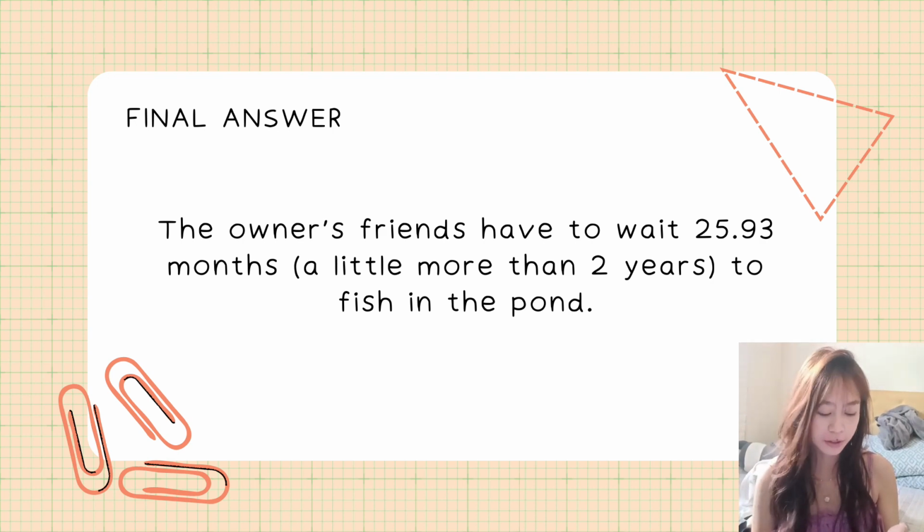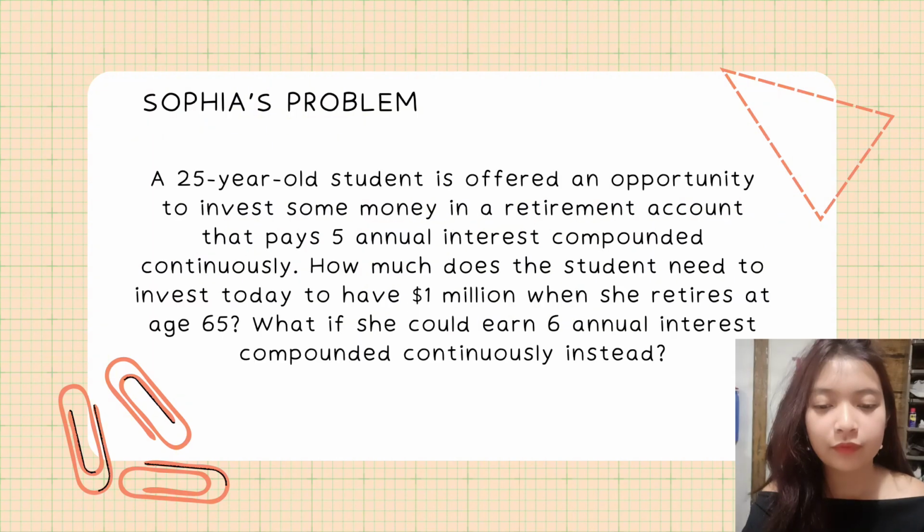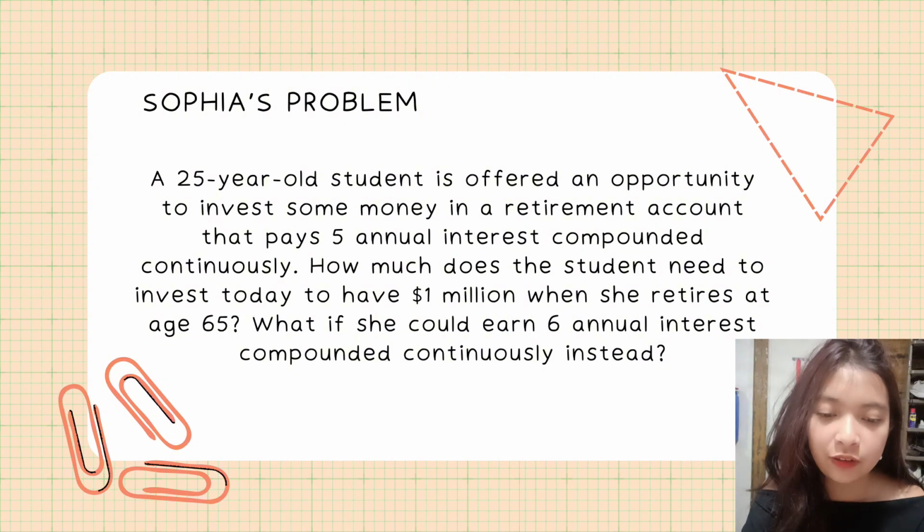In conclusion of this given scenario, the owner's friends have to wait 25.3 months, or a little more than 2 years, to finally fish in the pond. A 25-year-old student is offered an opportunity to invest some money in a retirement account that pays 5% annual interest compounded continuously. How much does the student need to invest today to have 1 million pesos when she retires at age 65? What if she could earn 6% annual interest compounded continuously instead?